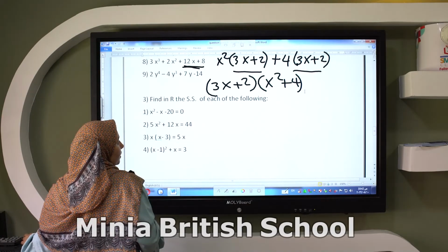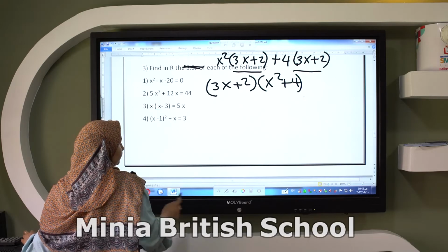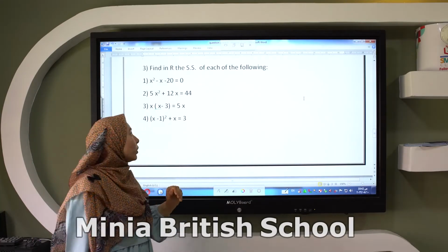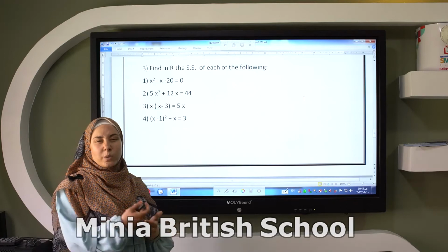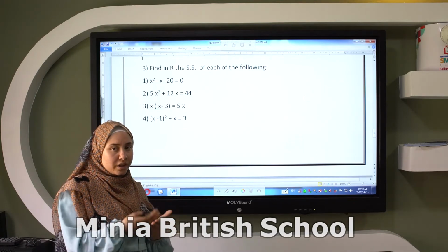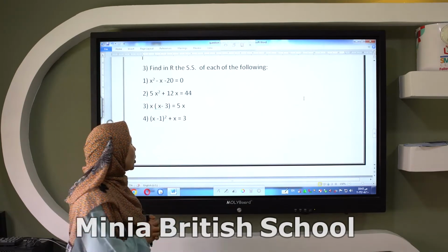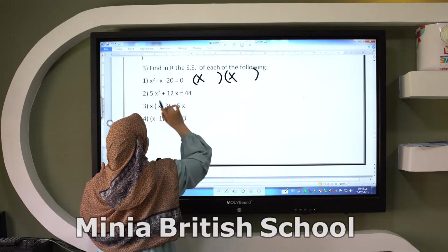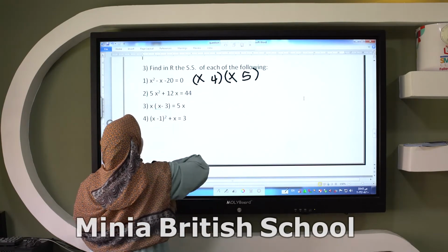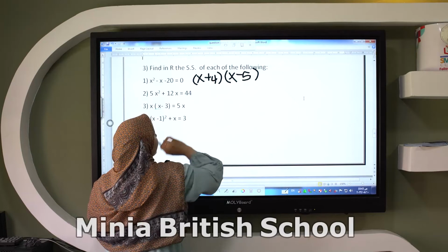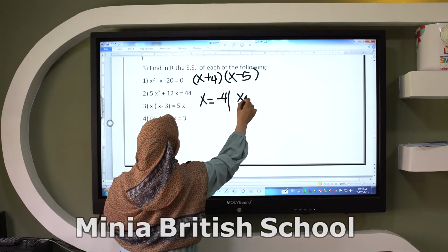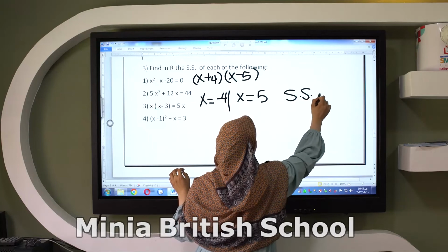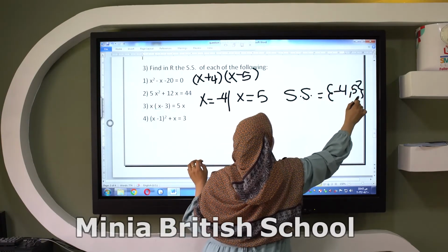Now, question number 3. Find in R the solution set of each of the following, okay? Number 1, x power 2 minus x minus 20 equals 0. I need to find what? The roots of this equation, okay? So you can factorize it into two brackets like this. x, 20, 5 and 4. The greater takes the same sign as the middle. So x equals negative 4 and x equals 5. The solution set in R, okay, so don't forget the solution set equals negative 4 and 5.